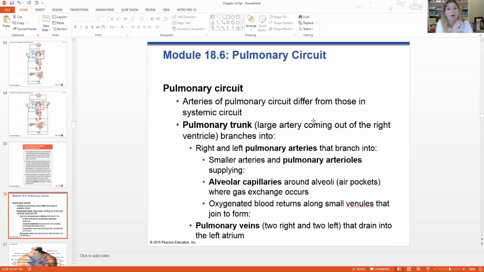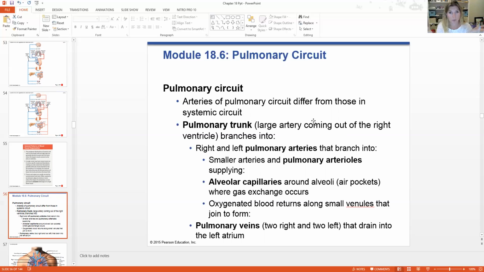Let's move on. Pulmonary circuit. The arteries of our pulmonary circuit are very different from the arteries in our systemic circuit. They're smaller, right? They don't need to be as big and sturdy. They branch off of something called the pulmonary trunk. The pulmonary trunk is the one large artery that's actually leaving our right ventricle. That pulmonary trunk branches into right and left halves.